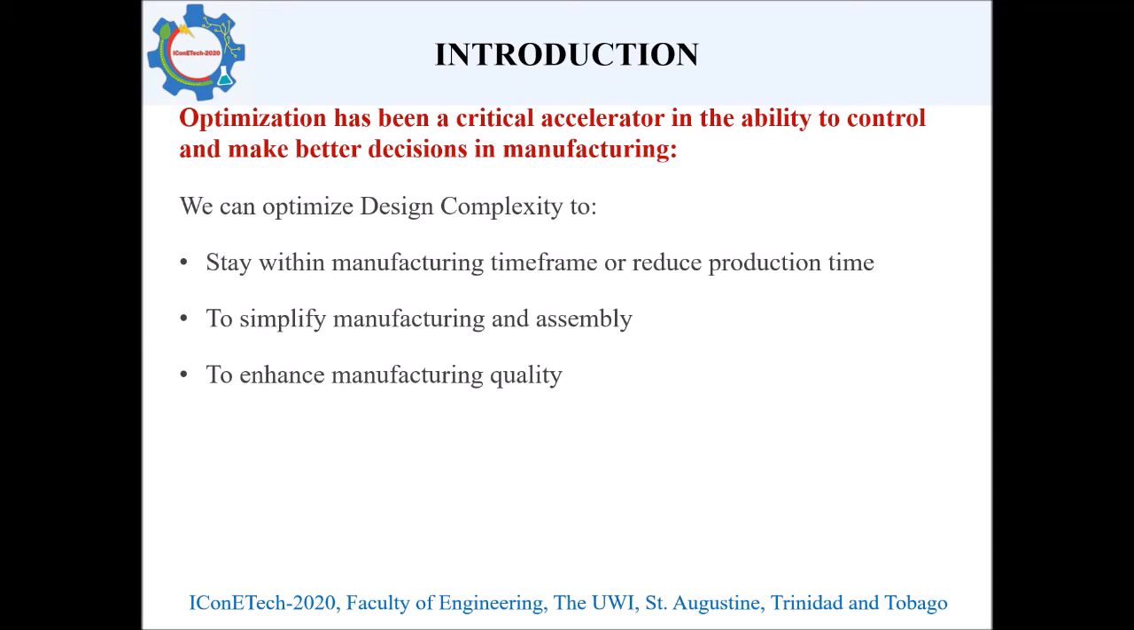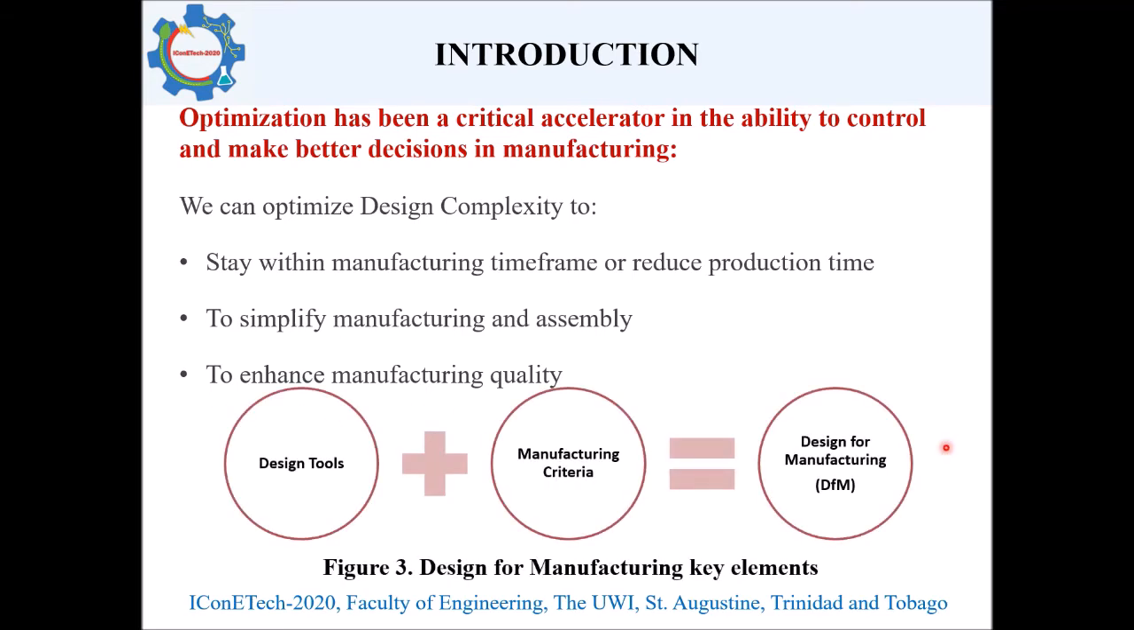Optimization is a critical accelerator in the ability to control and make better decisions in manufacturing. We can optimize design complexity to, for example, stay within production timeframes, simplify assemblies, or even improve quality, as I will demonstrate. This is how we utilize complexity as a design tool to achieve design for manufacturing.